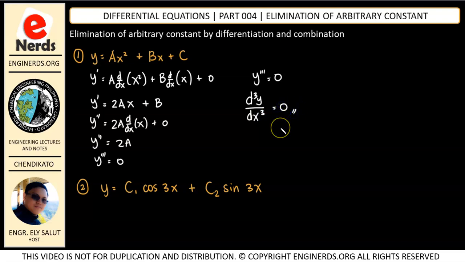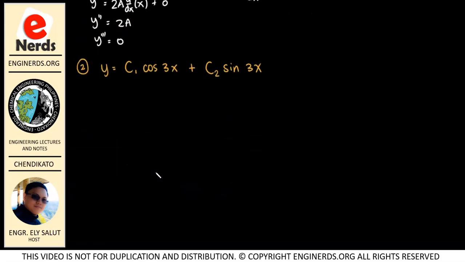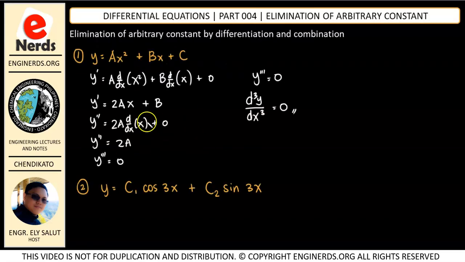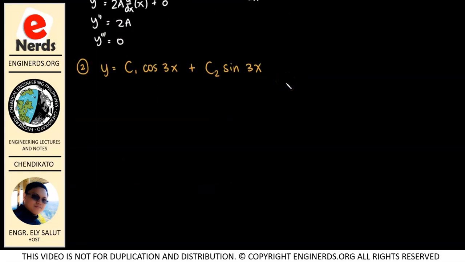And we learned this already sa ating differential calculus. This is basically what we're going to do sa elimination of arbitrary constant. We are going to eliminate yung mga arbitrary constant natin by doing differentiation. So let us try to do this now. So ang topic natin is not like this. Pinakita ko lang sa inyo that if you have three arbitrary constants, you will need to differentiate it 3 times. Now we're going to do differentiation and combination.